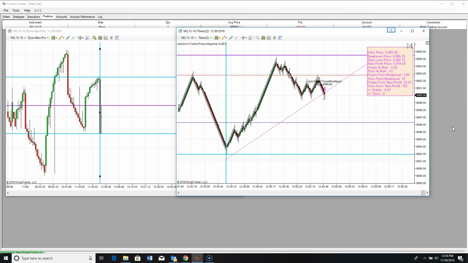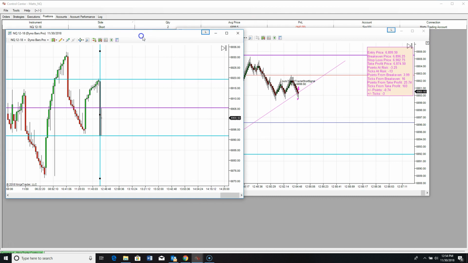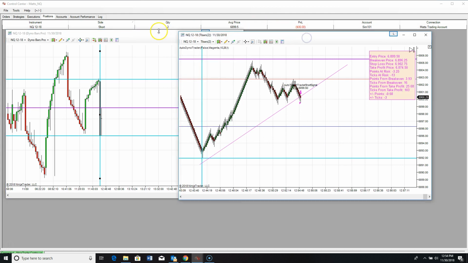Order filled. Okay, here we go. So we're in a trade. It just executed for us. You can see the position quantity is 2. Stop loss is in. This is the break-even point. We got filled right down here. So if price comes down here to the blue line, it's going to close half the position for us.